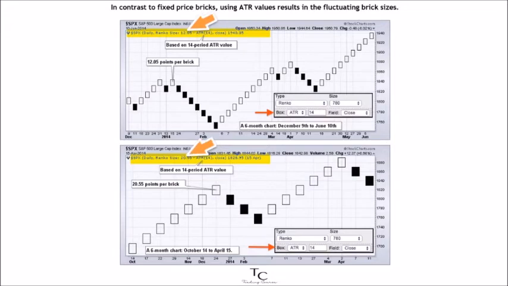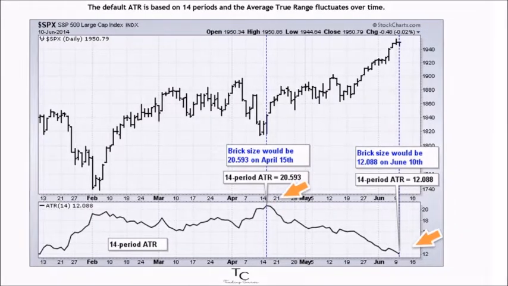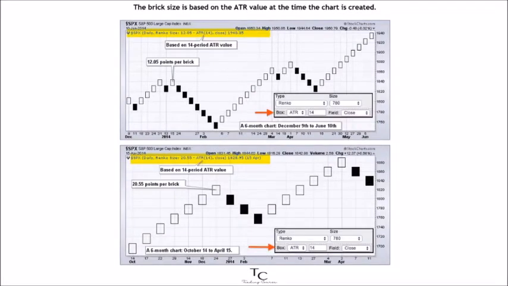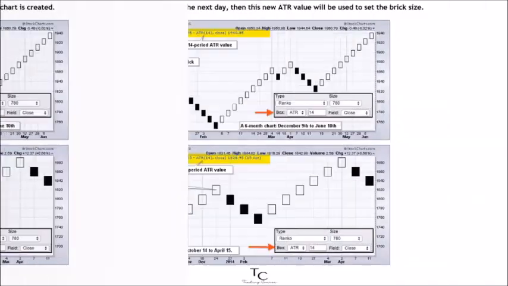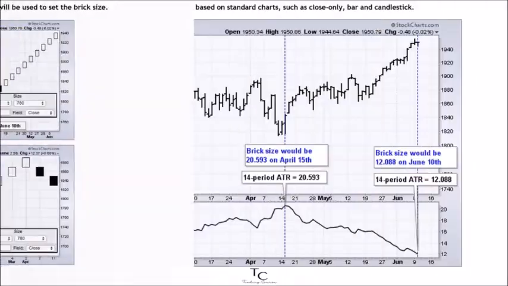In contrast to fixed price bricks, using ATR values results in fluctuating brick sizes. The default ATR is based on 14 periods and the average true range fluctuates over time. The brick size is based on the ATR value at the time the chart is created. Should the ATR value change the next day, then this new ATR value will be used to set the brick size.